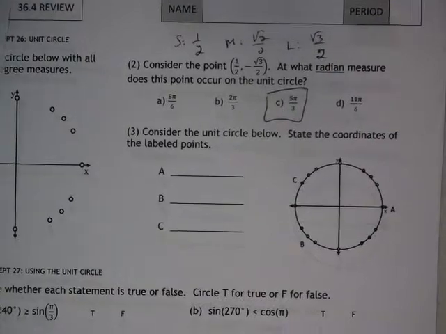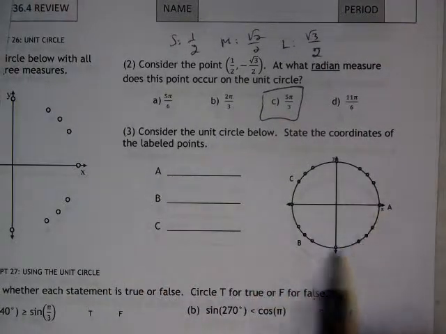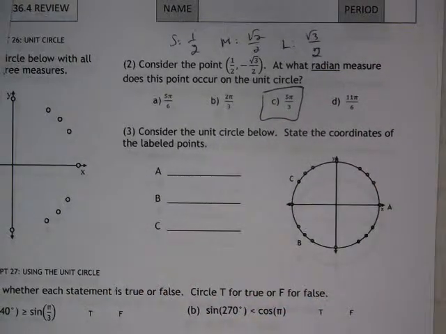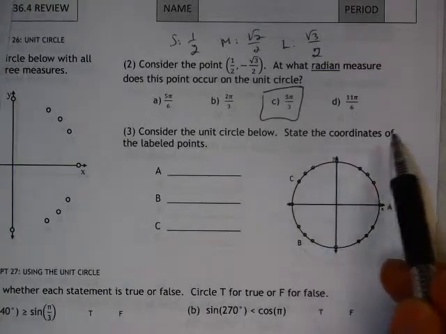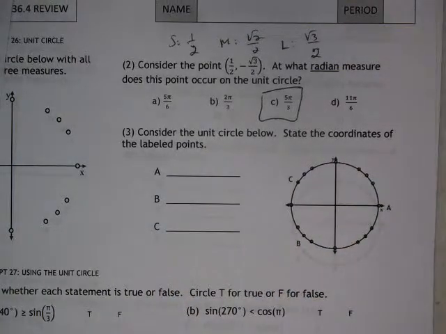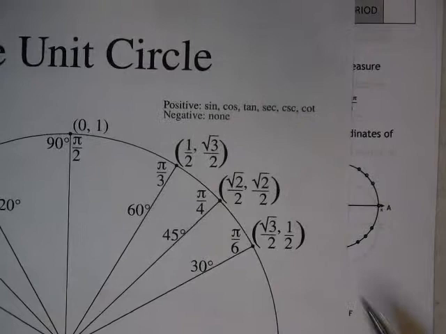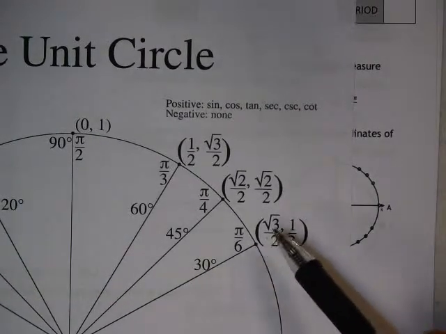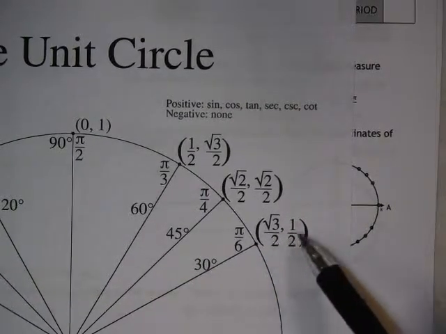Number 3 asks us to consider the unit circle below. There's their unit circle without any of the information. State the coordinates of the labeled points. So when they say coordinates, if I'm looking at just this first quadrant, coordinates would be these x and y pairs. So I gotta list these for each point that's labeled.